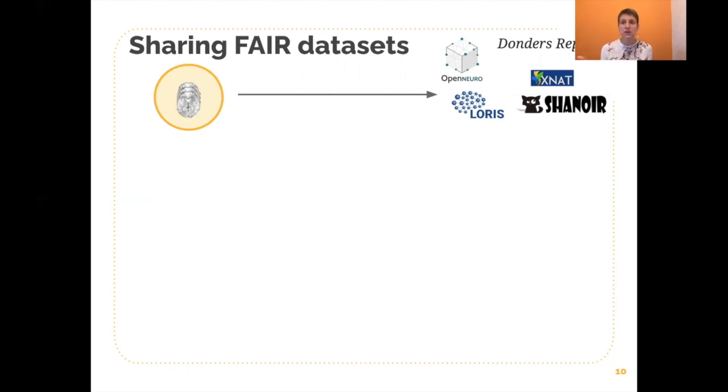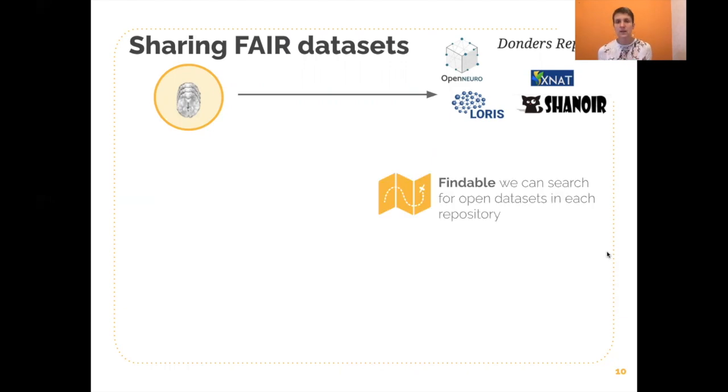So I'm thinking about the Dundas repository, which is only for the Dundas lab, but there is also LORIS in Canada, Shanoir in France, and so on. So we have repositories where we can go and put the data. So this makes those data sets findable. And now we're going back to our FAIR acronym. So F stands for findable.